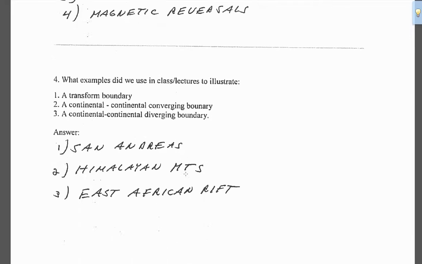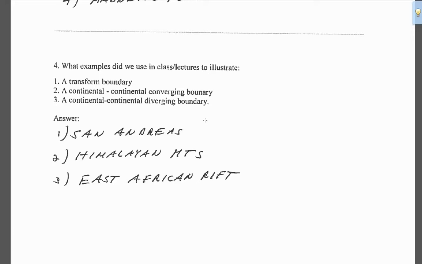Question number 4, the examples we used in class lectures, and I made quite a point of these. If we have a transform boundary, that was the San Andreas Fault out in California, one that goes through San Francisco. A continental converging boundary, I think I got a spelling mistake there, was the Himalayan mountains, where the Indian plate is really smacking into the Eurasian plate. And a continental diverging boundary, the East African Rift, or if you put the Red Sea, which we did an activity on, I also let that go.